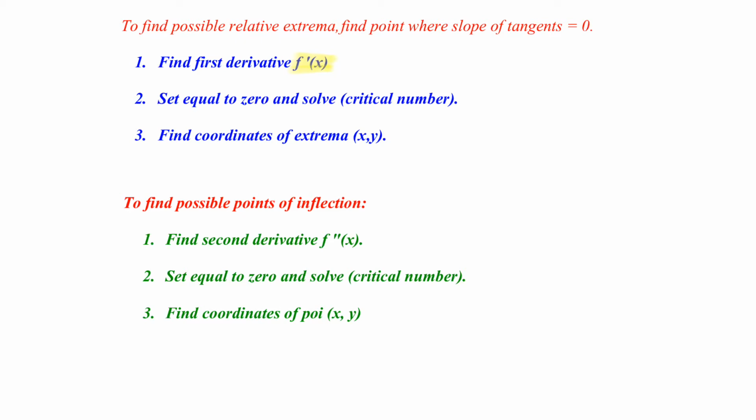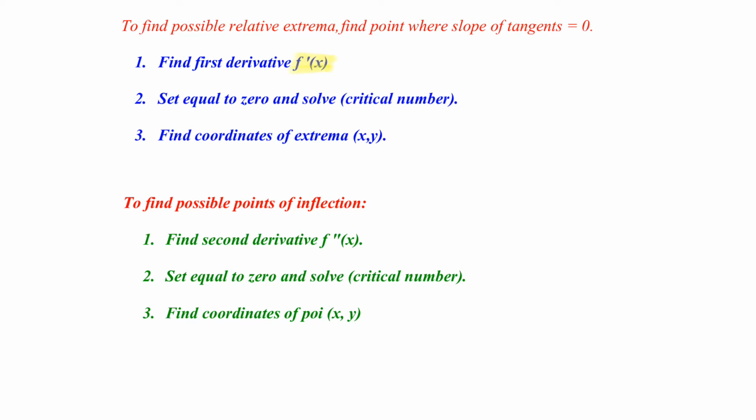Okay, why are we setting it equal to 0? Well, because that's where the slope will be equal to 0, the slope of a horizontal line. So we're going to set it equal to 0, and then we will find the coordinates of the extrema once we know what those x values are after we solve.